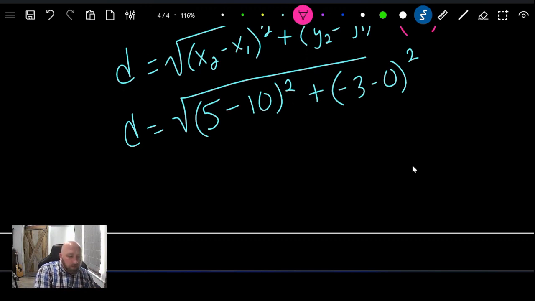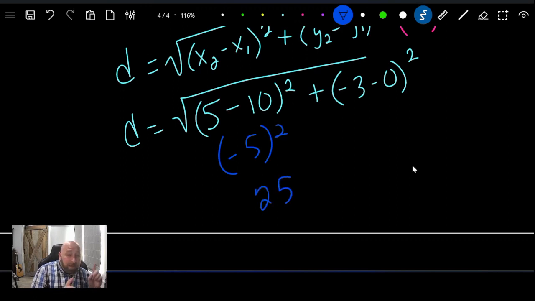All right, so what we want to do now is go ahead and add these together, or combine these terms, however you want to say it, subtract them. So 5 minus 10 is going to be what? It's going to be -5, and we're going to square that, and that's going to give us 25, positive 25, because when you square a negative, it becomes positive. Plus, what is 3 minus 0? It's 3, or -3, so it's going to be -3 squared. -3 squared is positive 9.